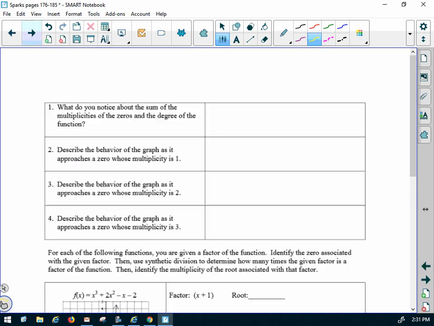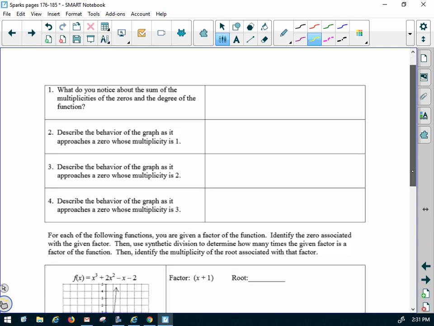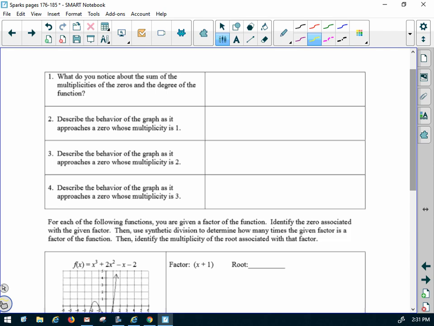Next page. We may have answered a bunch of these questions. We've already answered those questions. Okay, so listen. So you can fill this in later. What do you notice about the sum of the multiplicities of the zeros and the degree of the function? They are the same. Describe the behavior of a graph as it approaches a 0 whose multiplicity is 1. Just say, yeah, the graph just crosses the x-axis smoothly. I don't know what the notes say, but something like that.